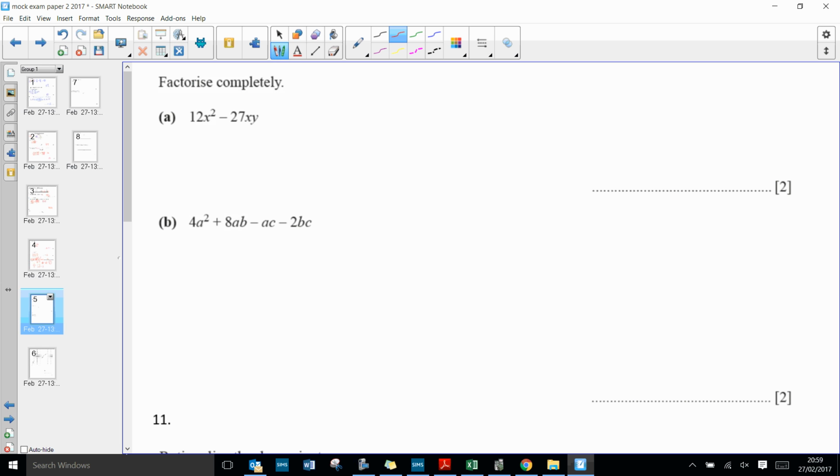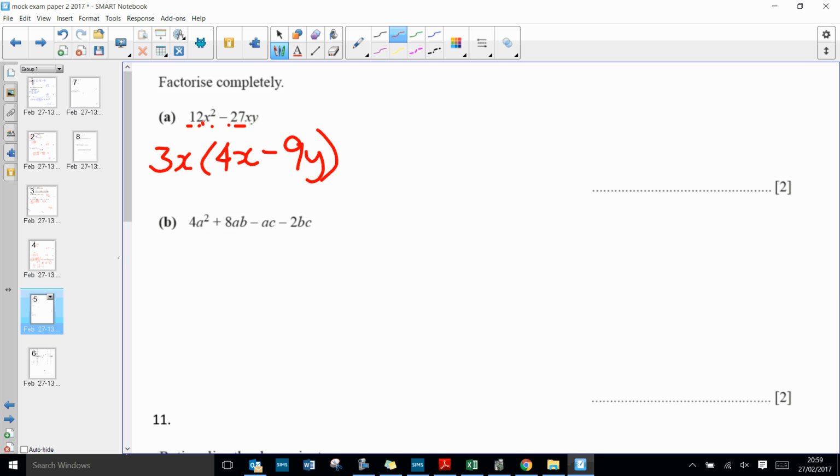Factorize completely. So I can see I've got a common factor of 3 and x. So that was me 4x minus 9y. Oh, don't know why I wrote it there, should have written over there.